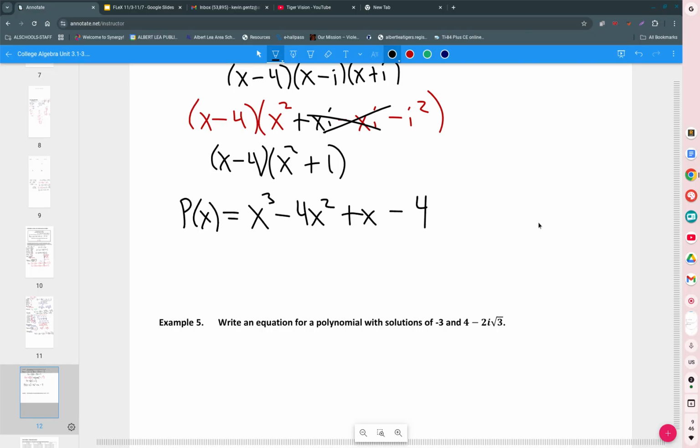The other day when I gave you guys a checkpoint yesterday, it was to the 4th degree. You had solutions of 2, 2, 3, and 4. That's how I started the problem. I started with x minus 2 times x minus 2 times x minus 3 times x minus 4. That's how I began, so that I could come up with something that worked out the way I wanted it to.